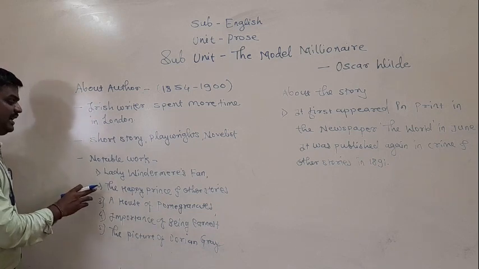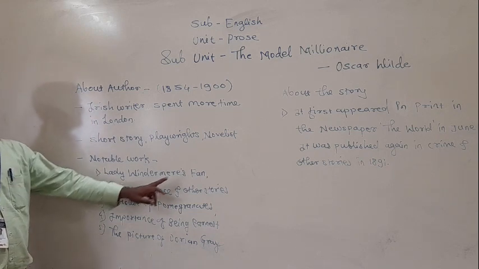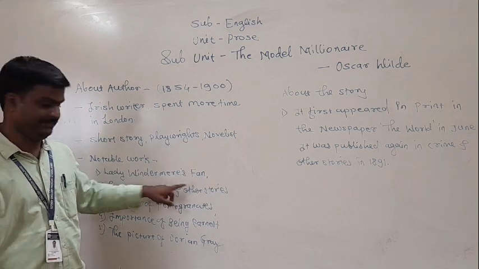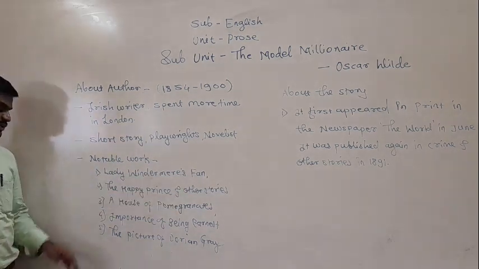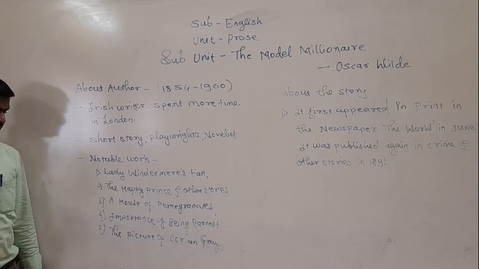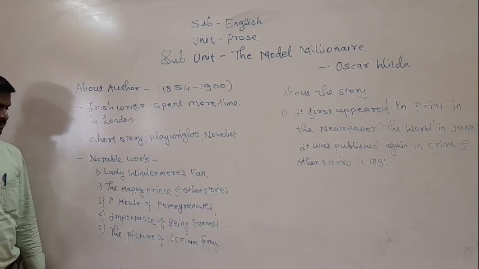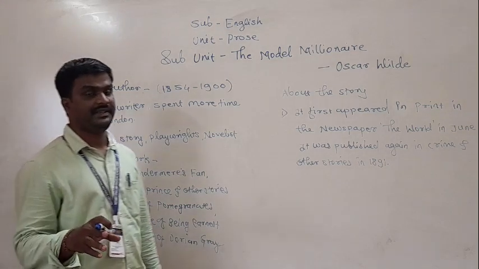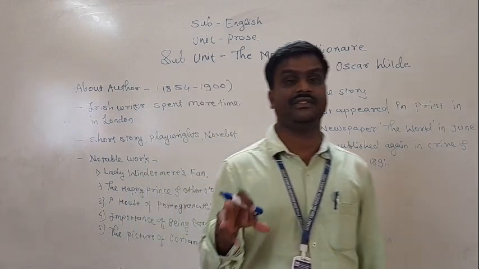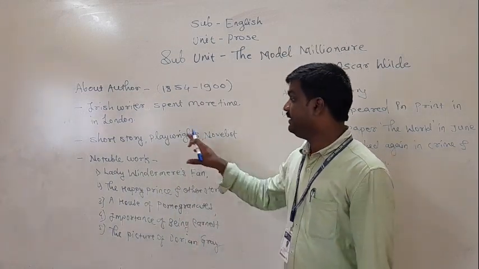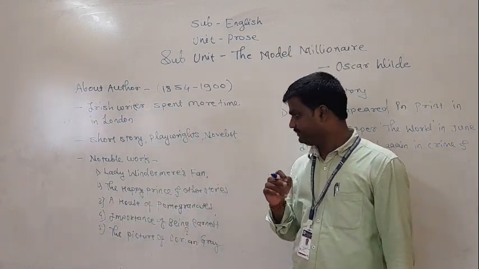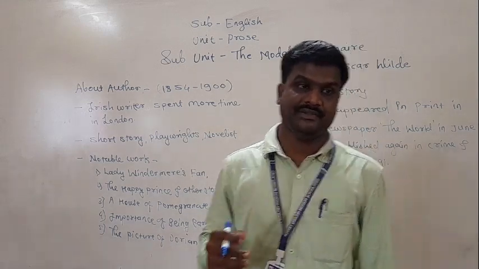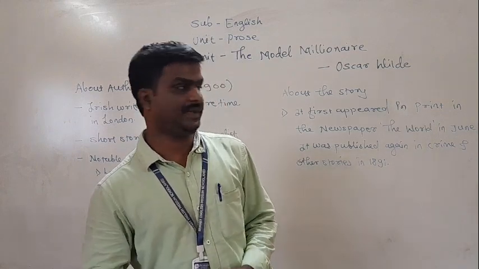His notable works are Lady Windermere's Fan, The Happy Prince and Other Stories, A House of Pomegranates, The Importance of Being Earnest, and The Picture of Dorian Gray. These are his notable contributions in literature. Now, friends, we will discuss the background of this story, The Model Millionaire.